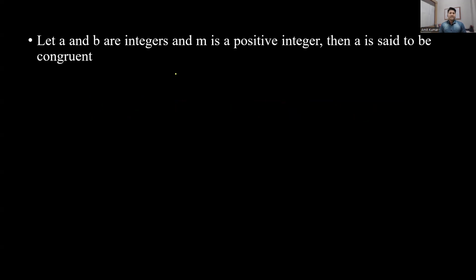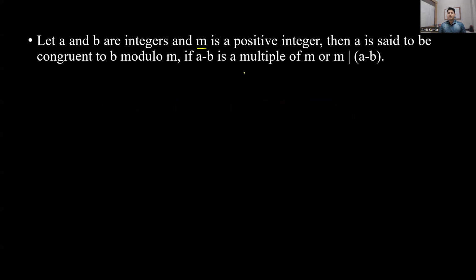A congruence means what? If we have two integers a and b, and m is some positive integer, then a is said to be congruent to b modulo m if a minus b is a multiple of m. The same can be said in this manner: a minus b is divisible by m, or a minus b is a multiple of m. If this holds, then we say that a and b are congruent to each other modulo m.